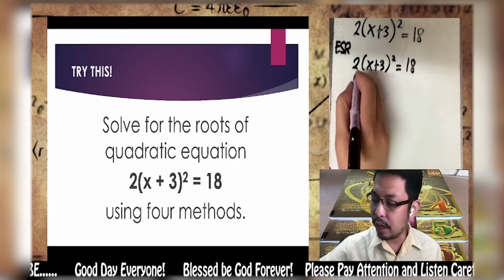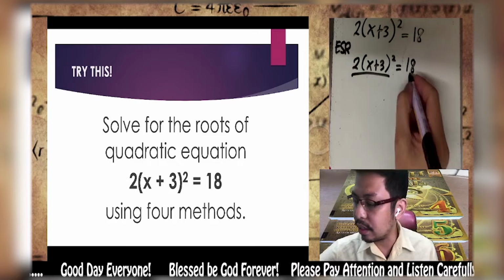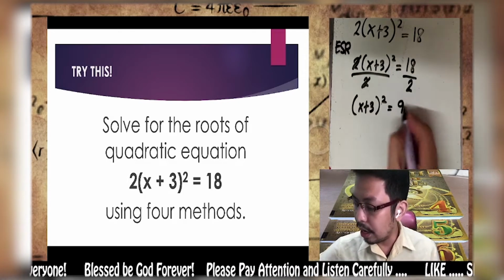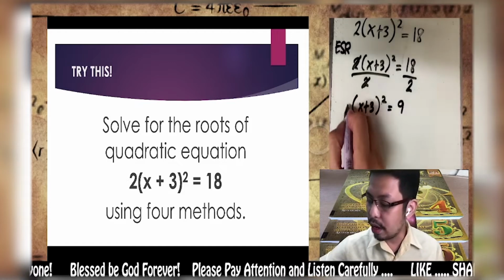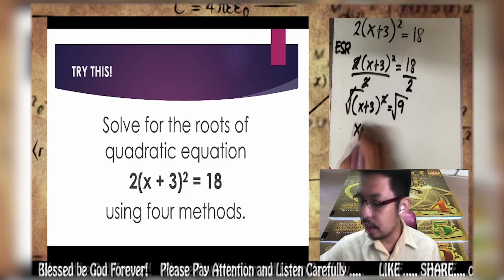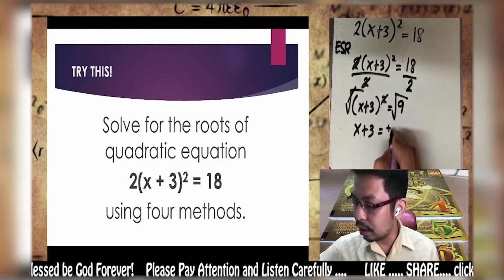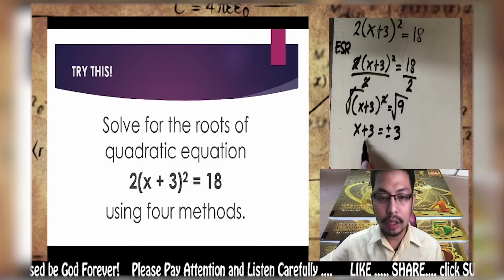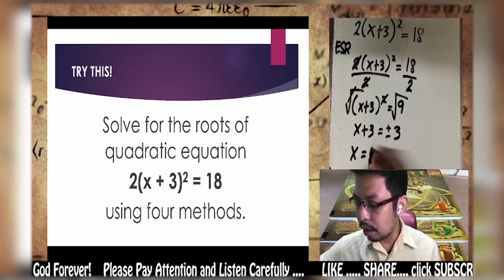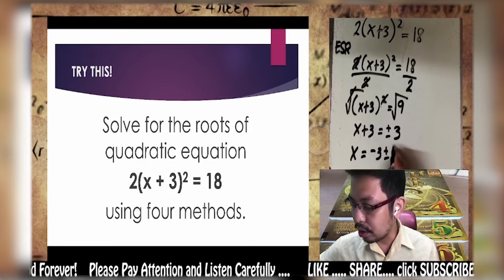We divide both sides by 2 so that 2 here will be cancelled. The quantity x plus 3 squared is equal to 9. And then we square root both sides. We have square root on both sides. This is cancelled. So we have x plus 3 is equal to positive negative 3. So we transpose positive 3 to the other side. We have x is equal to negative 3 plus or minus 3.